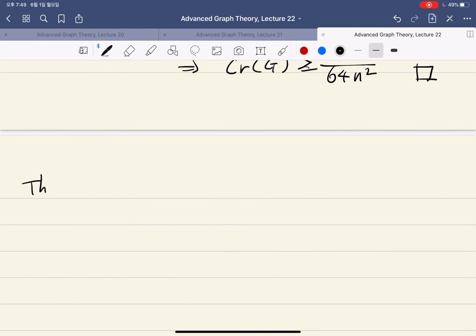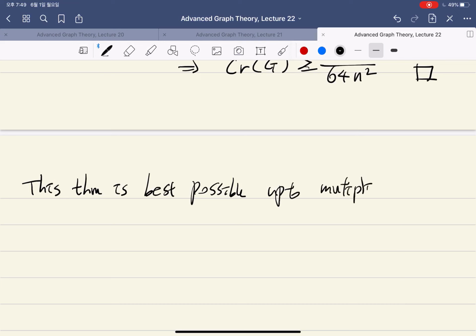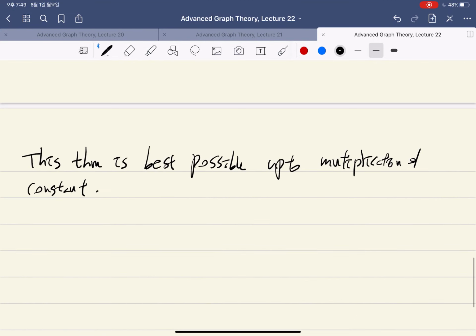And this theorem is best possible up to a multiplication by a constant. For example, if you consider the complete graph, then you can easily see that you cannot improve this bound too much.